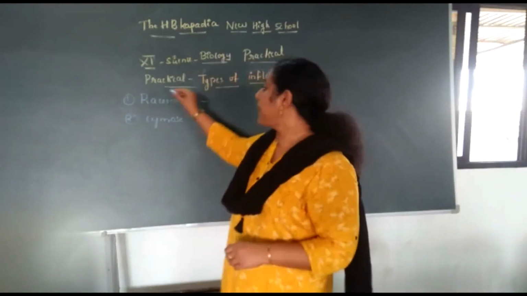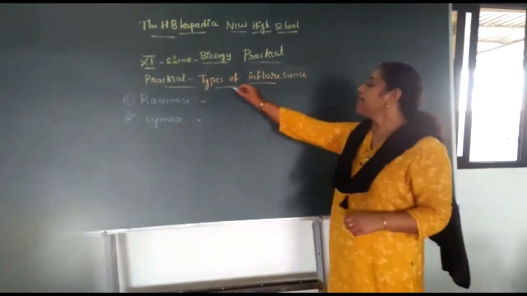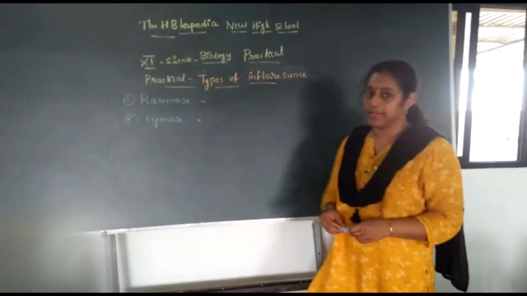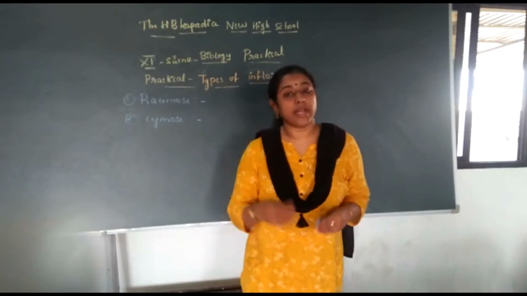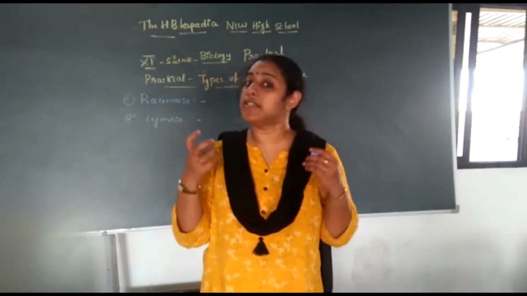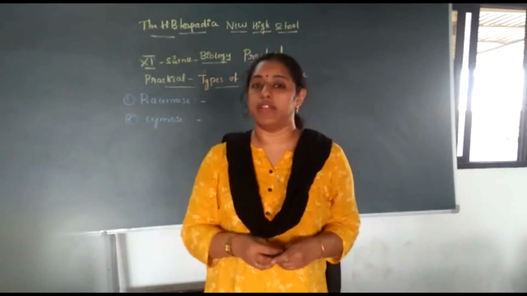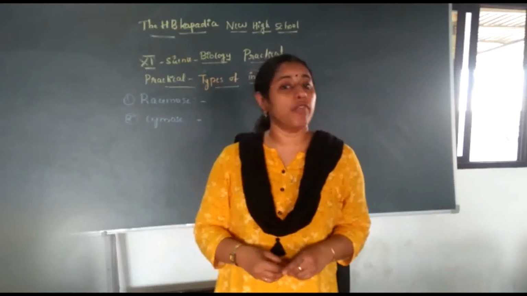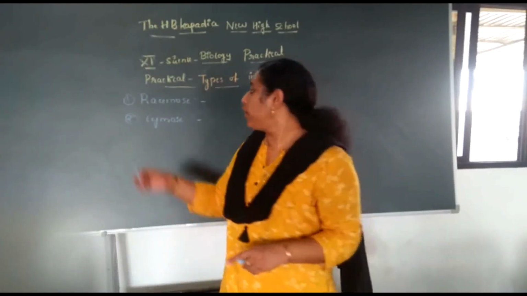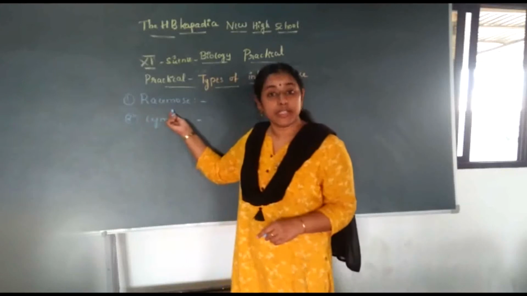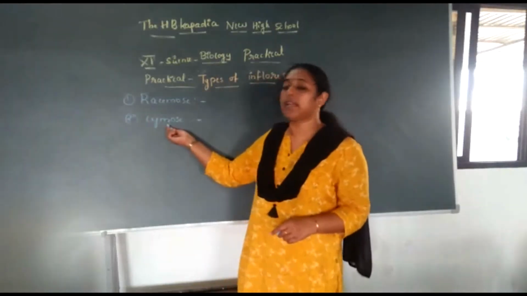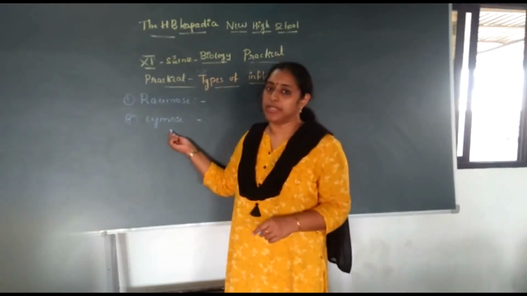So, what is our practical? Practical, that is the types of inflorescence. As I already told you, when a group of flowers are arranged in a floral axis, it is called inflorescence. It is broadly divided into two types. What are they? The first one is called racemose inflorescence and the second one is called cymose inflorescence.